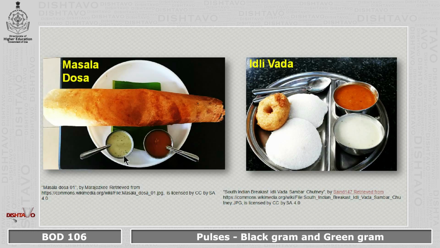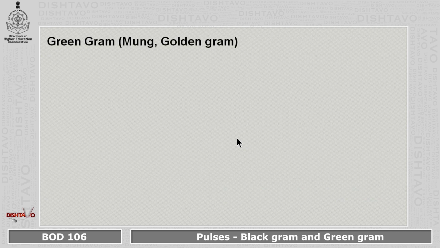So masala dosa, very popular. You need urad dal, without that you can't make it. Then idli, vada, all these are very important. That is, urad dal is very important in making these products.